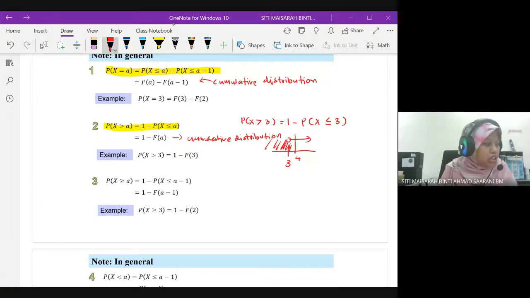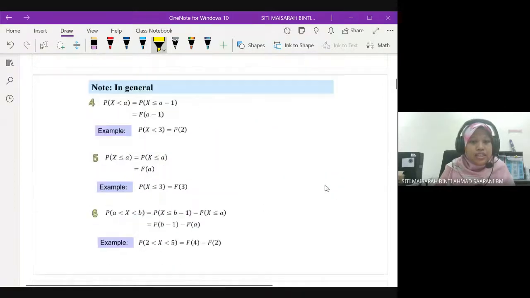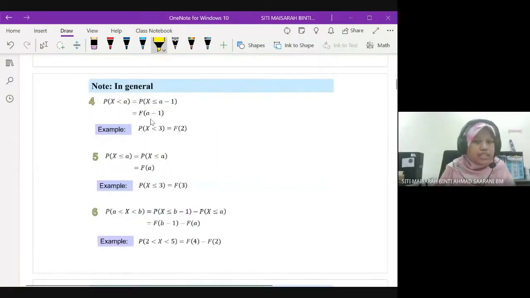Alright. Yang ketiga, probability X more or equal to A is 1 minus probability X less or equal to A minus 1. So jadi ini adalah 1 minus FA tolak 1. For example, probability X more or equal to 3, which is 1 minus F2. Okay. And then, yang keempat, probability X less than A is probability X less or equal to A minus 1.